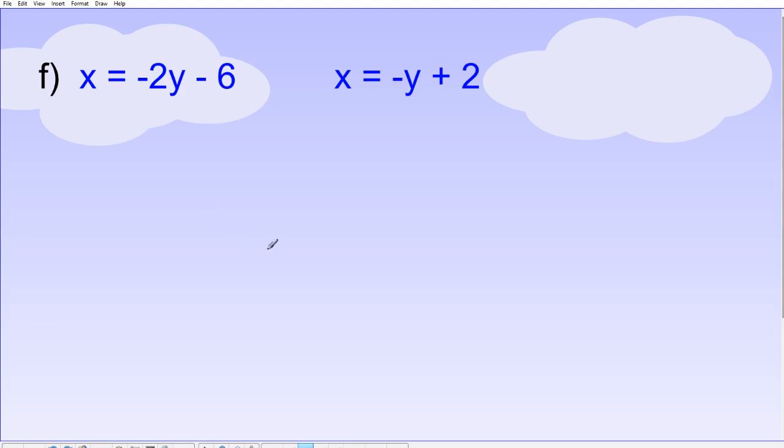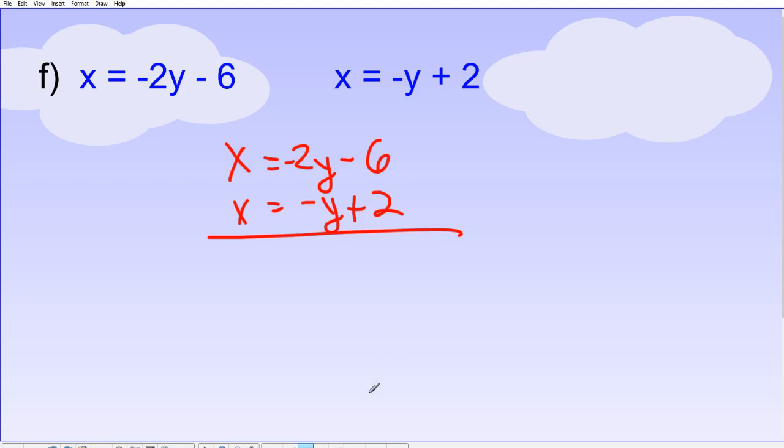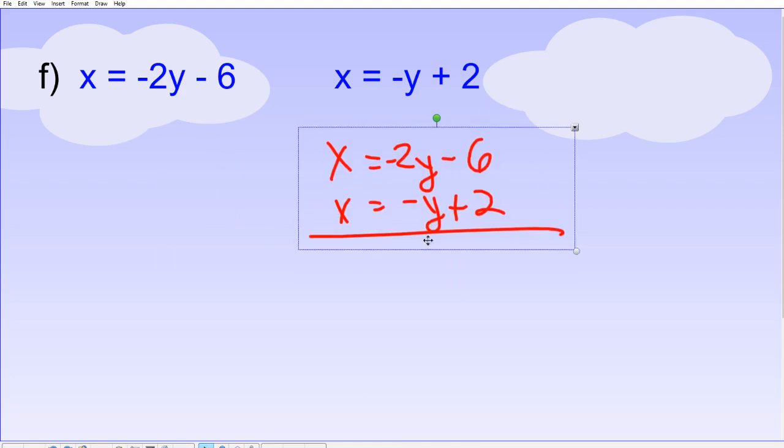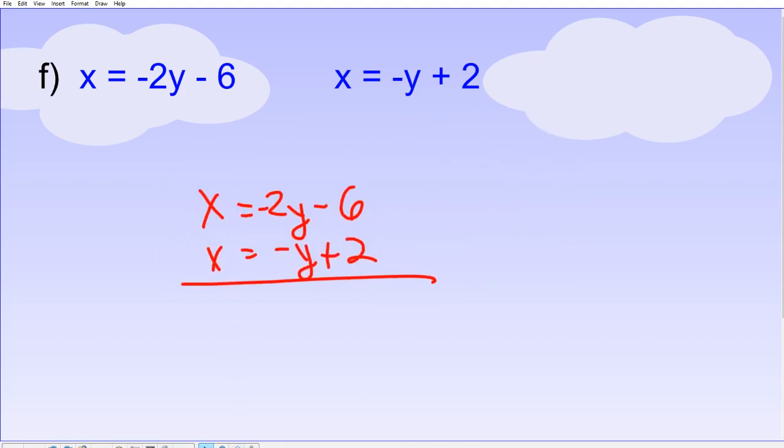Okay. Now, here, our equations are actually kind of set up the same. X equals -2y minus 6 is the first one. And x equals -y plus 2 is the second one. They are set up the same. They're not the way we're used to seeing them, but they are set up the same. We could actually solve this using the same elimination method.